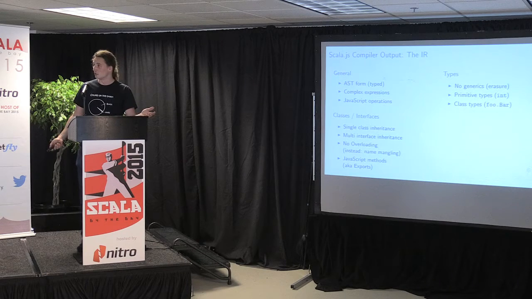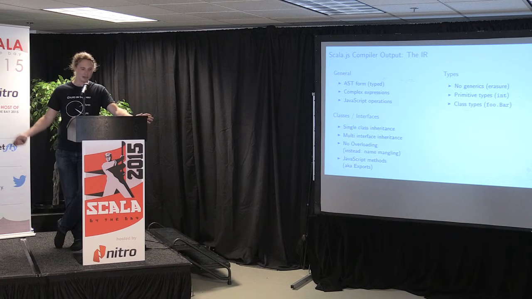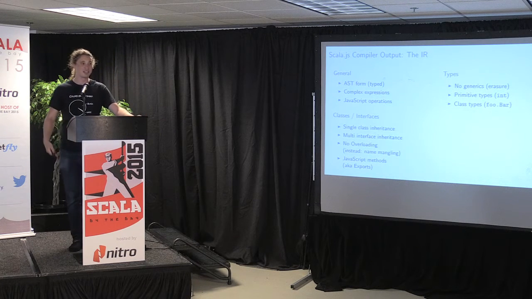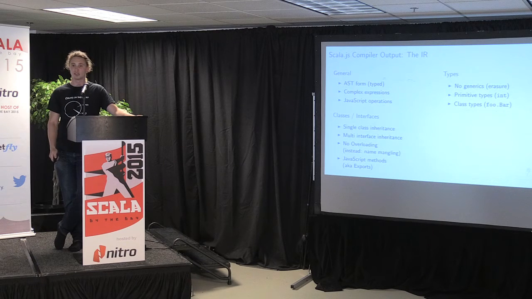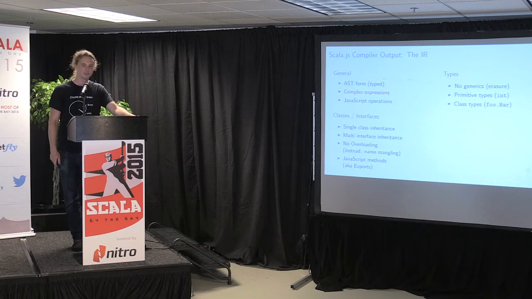Trees are in AST form, in typed AST form. AST easily translates back to source code, so that's fine. We don't care about types. We just ignore them. JavaScript doesn't have types. Complex expressions: I mentioned before, JavaScript does not allow complex expressions like that, so we'll have to do something about that. JavaScript operations, JavaScript tends to handle very well, so we're fine there. JavaScript doesn't know generic types, we're fine there.